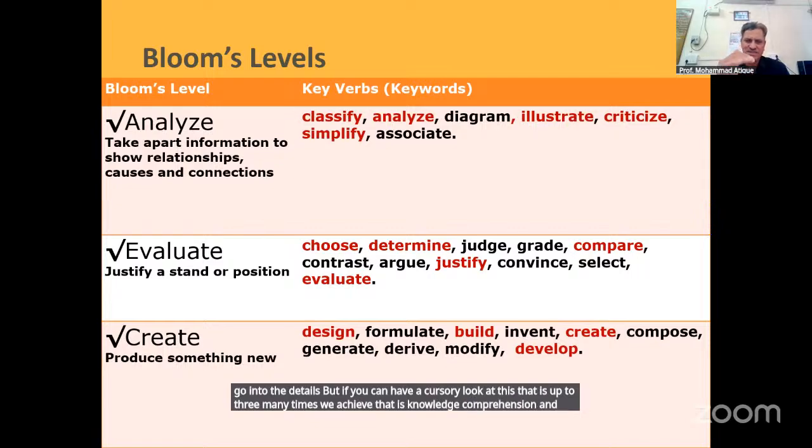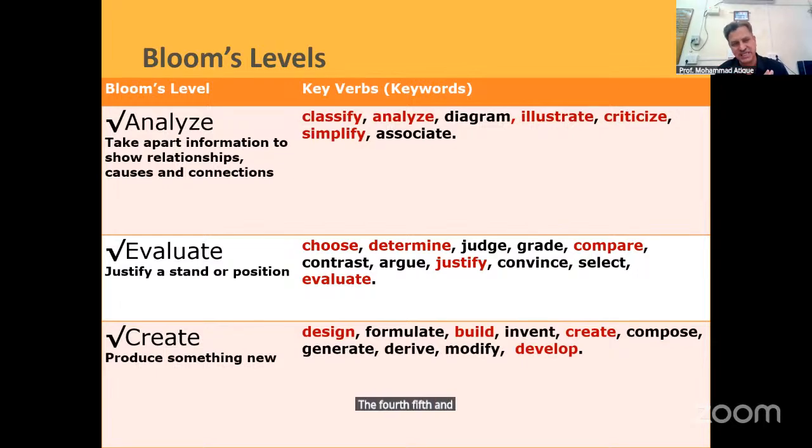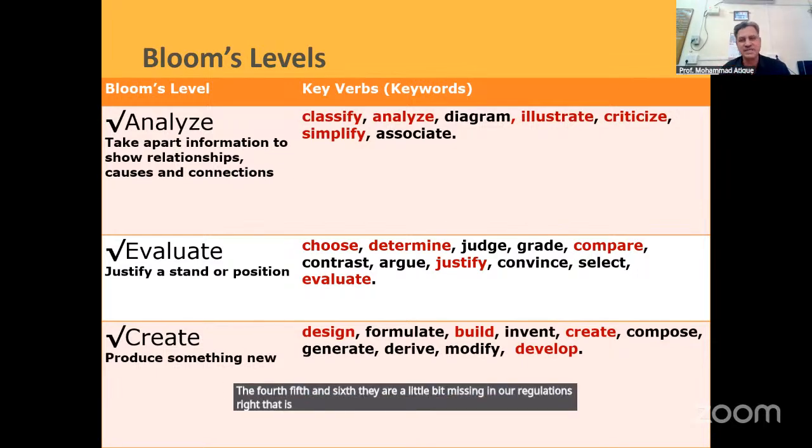But you can say the 4th, 5th, and 6th are a little bit missing in our education system, right? That is analyze, evaluate, and create. Meaning thereby classify, choose, determine, or design, or develop, build, create. These sorts of things deal with the creativity of the student. Those things are once again somewhere missing, right?